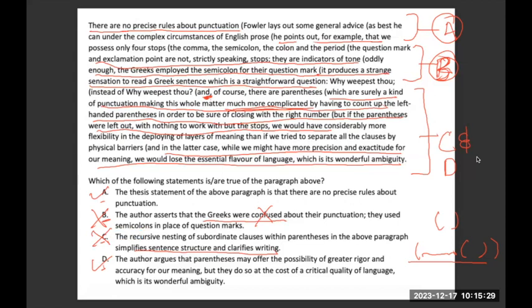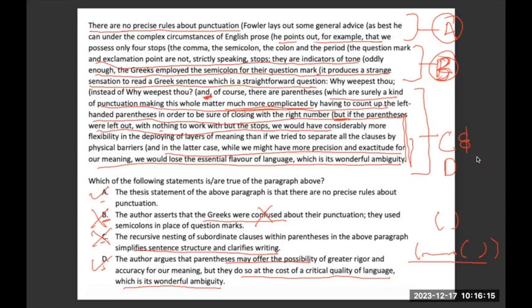The last part. The author argues that parentheses may offer the possibility of greater rigor and accuracy for our meaning, but they do so at the cost of a critical quality of language, which is its wonderful ambiguity. The last part here somewhere. But if parentheses were left out, I'm reading from this part, with nothing to work with but the stops, we would have considerably more flexibility in deploying the layers of meaning than if we try to separate all the clauses by physical barriers.